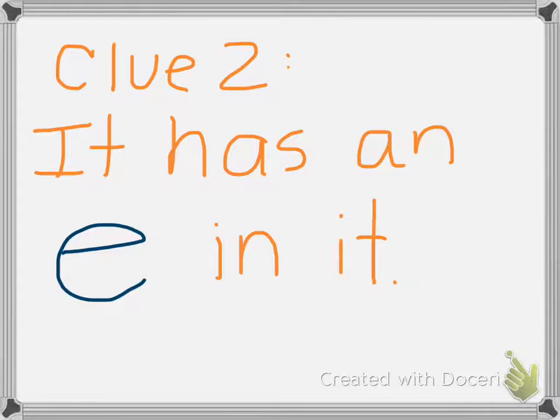Okay, here's clue number 2. The word I'm thinking of has an E in it. So look at your guess for number 1. If your guess has an E in it, you should write that same word again next to number 2 on your sticky note. If the word you wrote for number 1 does not have an E in it, don't change number 1. That's against the rules. But write a new guess for number 2.